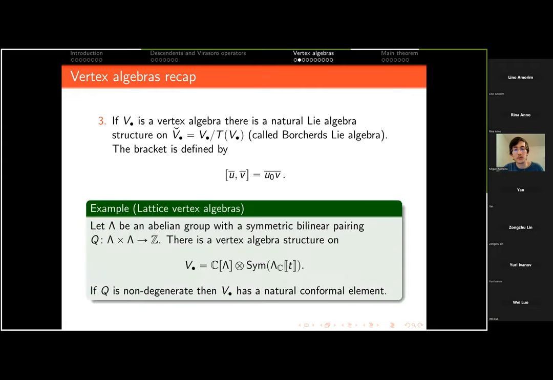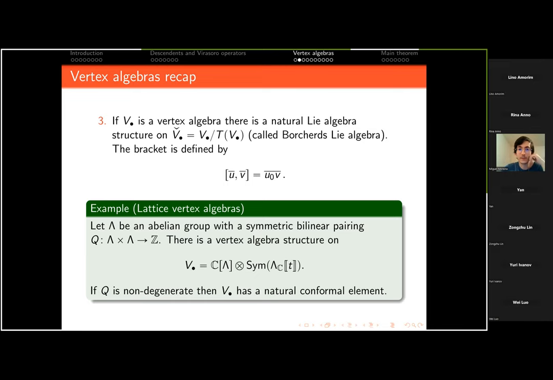One of the simplest examples of a vertex algebra is the lattice vertex algebra. If you have some abelian group and a symmetric bilinear pairing Q, then you get a vertex algebra structure on this space. Usually people call it a lattice vertex algebra when lambda and Q form a lattice, meaning that lambda is free and Q is non-degenerate. But more generally, you can always get a vertex algebra from an abelian group and any symmetric bilinear pairing. When Q is non-degenerate, you also get a conformal element. If Q is degenerate, you get a vertex algebra, but not a conformal element.